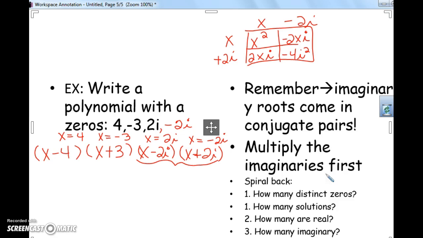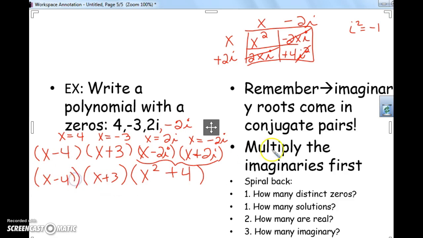So when you box it up, are you noticing you get a 2xi and a negative 2xi? What does that make? 0. So Kendall's right. It's going to cancel one another out. So this is now gone. What's i squared? Negative 1. So this is really plus 4. So we have x squared plus 4. And then we'd have to multiply again, like we did in the previous one.